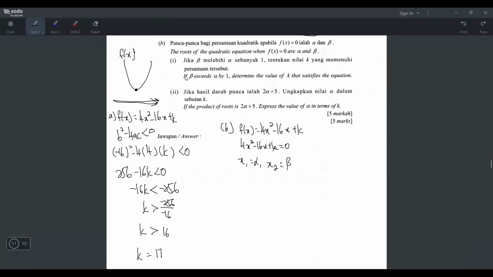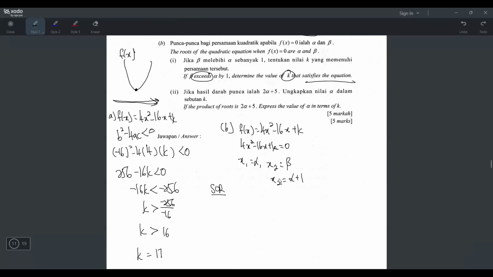So now they say in number one, if beta exceeds alpha by 1, exceeds means melebihi. So it means the beta is actually alpha plus 1, because it exceeds alpha by 1. So beta you can write as alpha plus 1. And now it says determine the value of k that satisfies the equation. You use the SOR POR method. So do you remember what's the SOR formula?